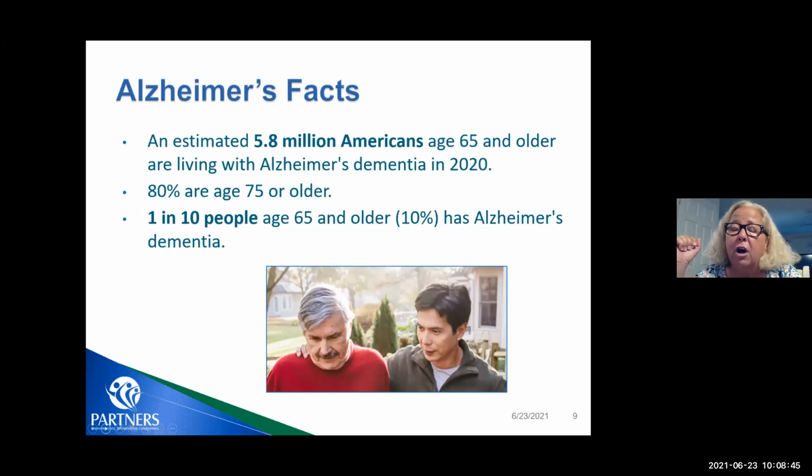As I said earlier, Alzheimer's is one of the most common dementias in this country. It affects almost 6 million Americans aged 65 and older. Last year, there were 5.8 million Americans in 2020 living with Alzheimer's. Of those folks, 80% were age 75 and older. Approximately 1 in 10 people age 65 and older, or 10% of folks in that age group, have Alzheimer's dementia.